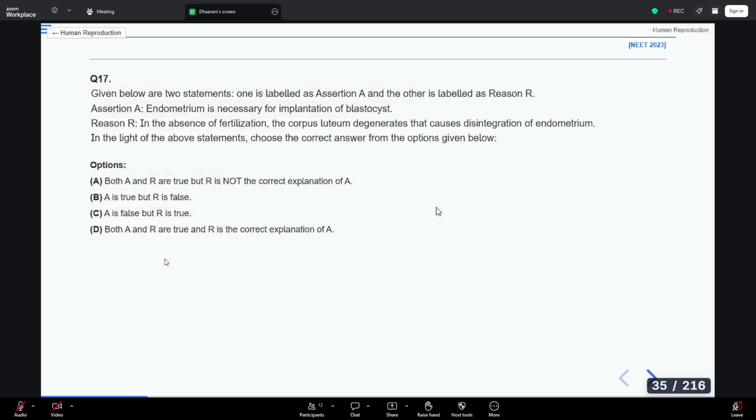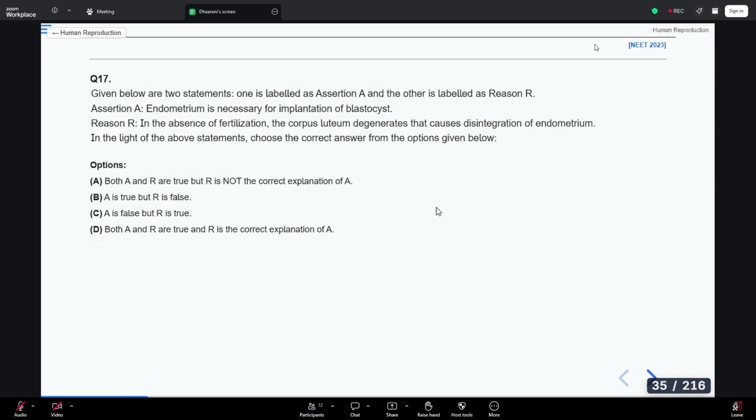Okay, one more question we'll see. Given below are two statements, assertion and reason. Endometrium is necessary for implantation of blastocyst. That is the assertion. The reason is, in the absence of fertilization, the corpus luteum degenerates, that causes disintegration of endometrium. So you have to choose the correct answer. Option D: both A and R are true and R is the correct explanation of A. Okay.